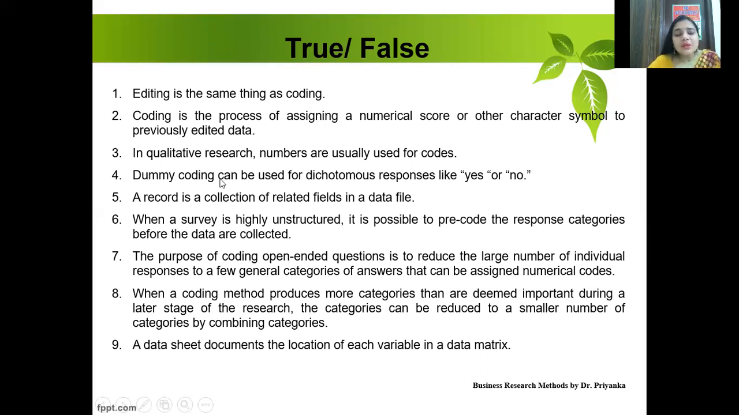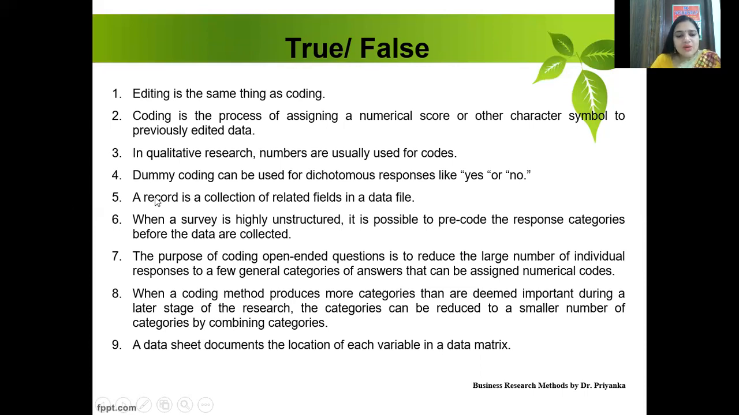Fourth is dummy coding can be used for dichotomous responses like yes or no. Yes, we generally use dummy coding for yes or no in maximum cases. Dummy coding means it doesn't matter what kind of numerical score you are providing to the answers of a question. These are just for the purpose of separating two categories. So it is true.